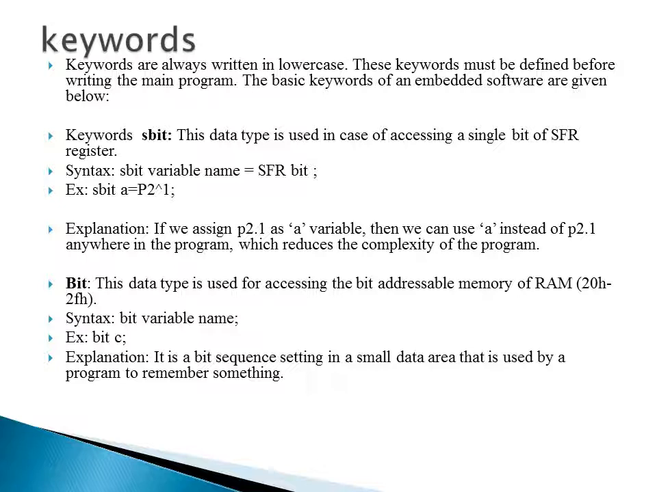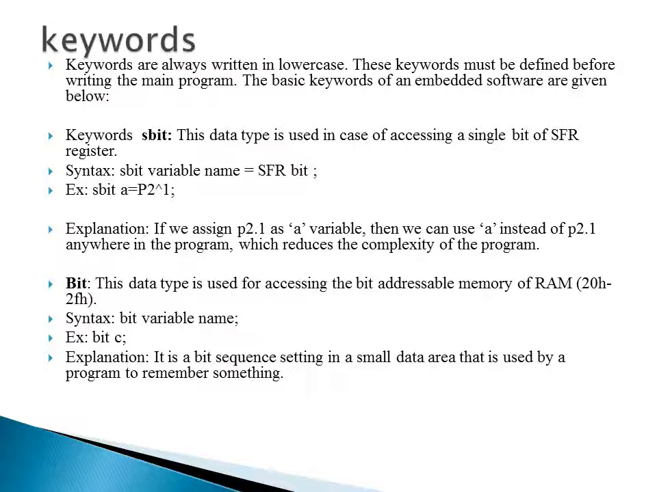sbit variable name is equal to SFR bit. For example, sbit A is equal to P2.1, that is port 2.1. If we assign port 2.1 as a variable, then we can use A instead of P2.1 anywhere in the program, which reduces the complexity of the program.